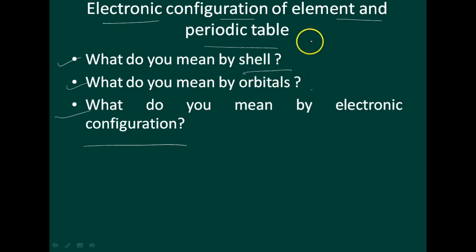I have explained to you about the shell. In the four quantum numbers, the first one gives the number of shell: K, L, M. These are the shells. Do you know what is meant by orbitals? These are the subgroups s, p, d, f, and they are called orbitals. First of all I want to explain what is meant by shell.